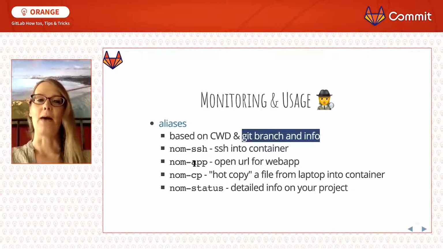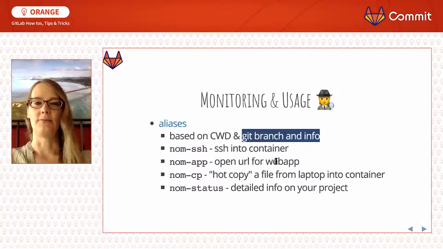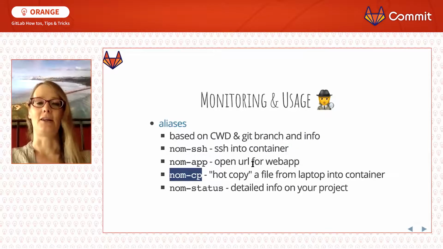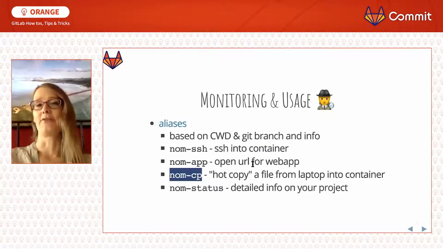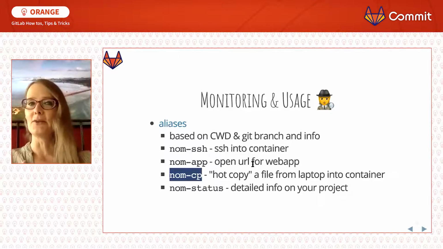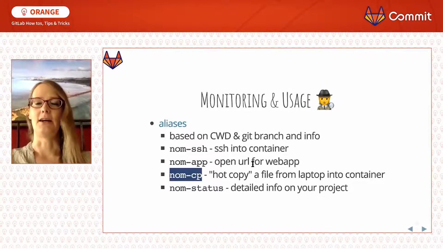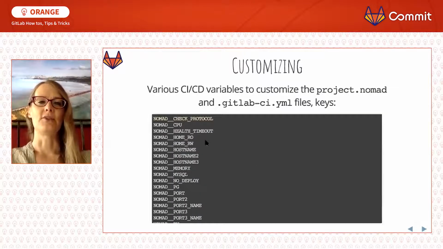Similarly, nom app will just open the URL right to your web app, so whatever your URL is, you don't have to look it up. Nom cp, this is great stuff. We use it in Kubernetes as well. This will hot copy a file right from your laptop. So if you're using something like VS Code, you can hook in this little deployment, and every time you hit save, it will automatically copy right to your container. You can just hot reload it like that. You don't have to deal with a 10-minute or 20-minute deployment if you have a monorepo. Super game changing.